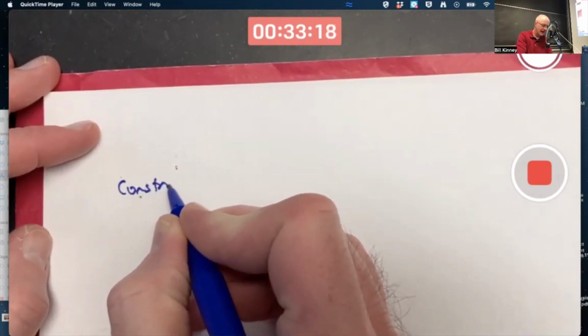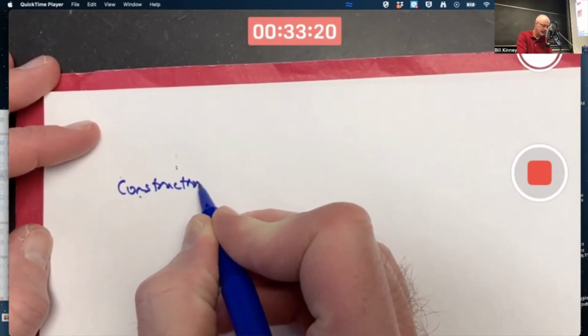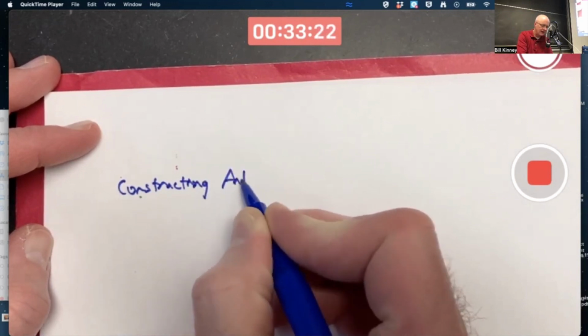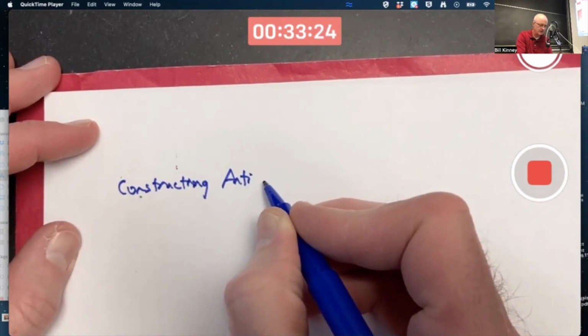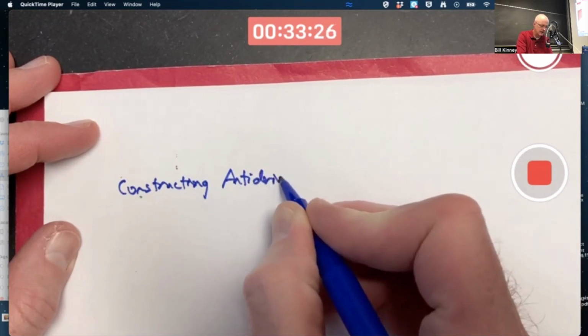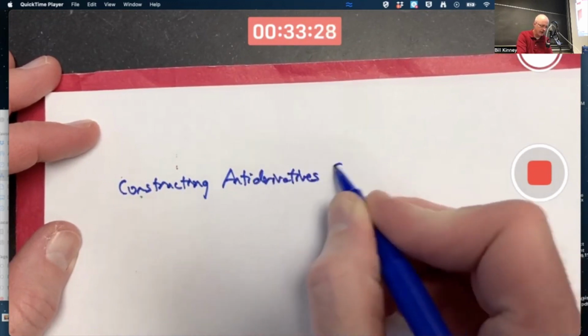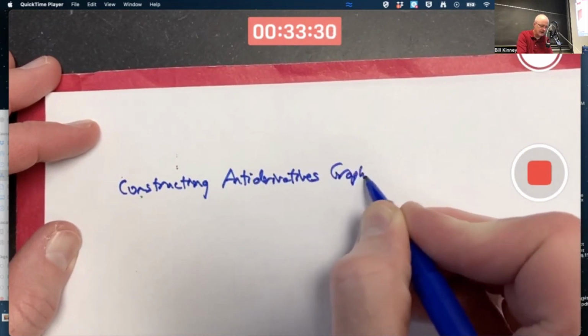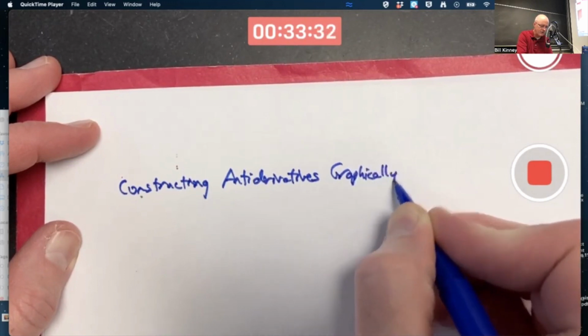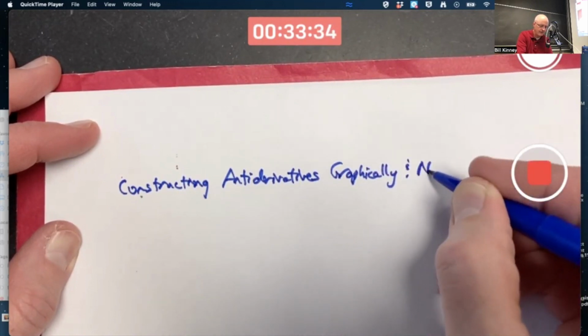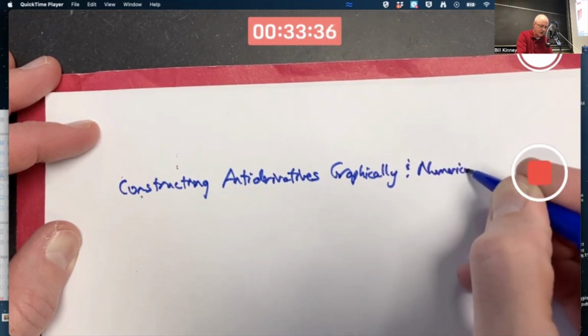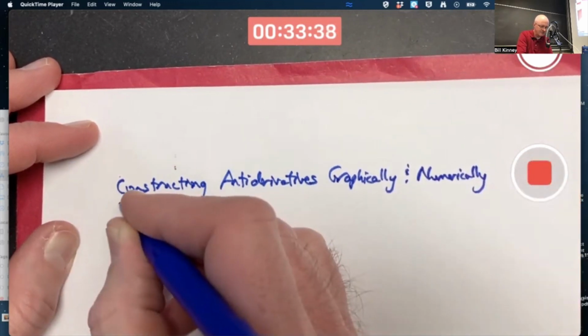Constructing antiderivatives graphically and numerically is what we want to talk about here. Graphically and numerically. It's a pretty important subject.